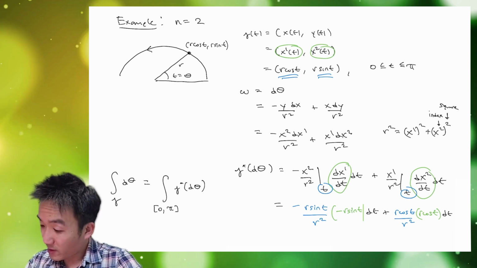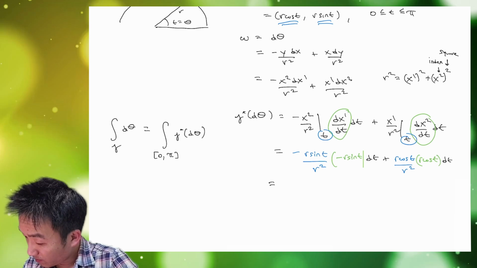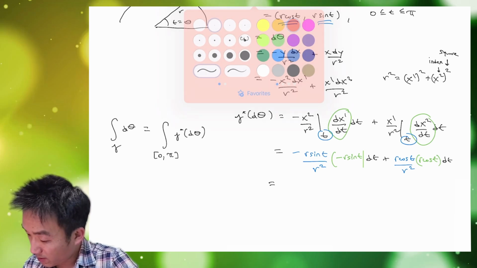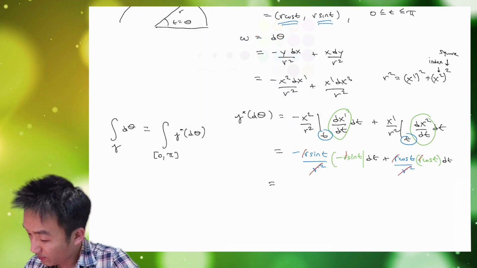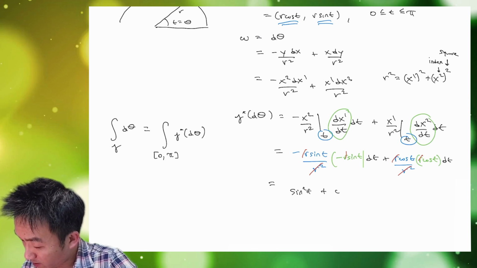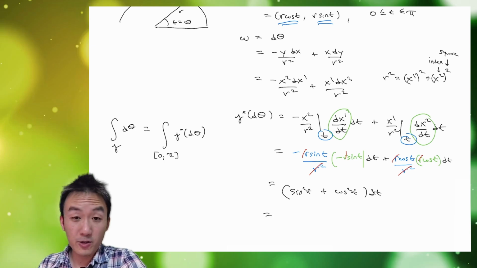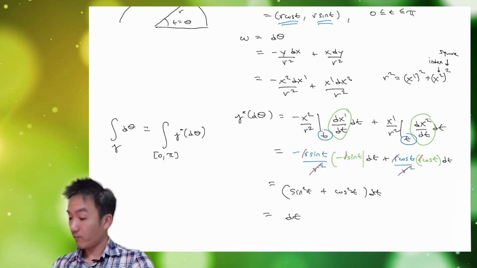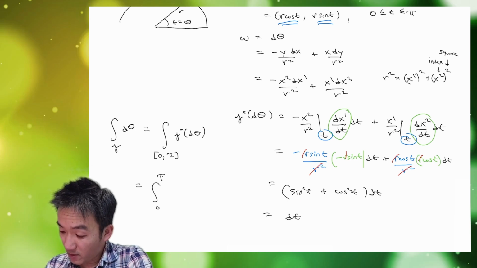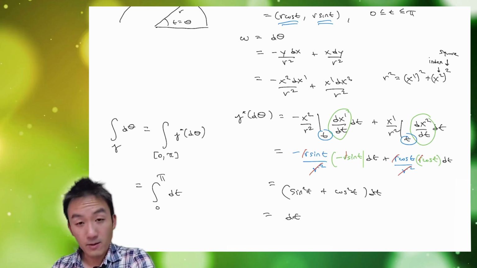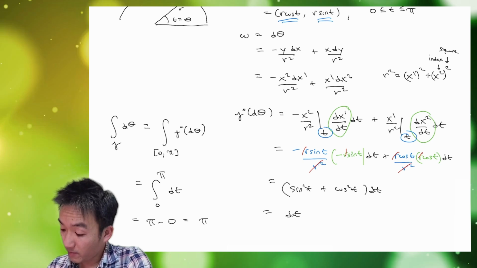Okay, so simplifying all of this, we finally get, well, the r squareds are going to cancel out. What we're left with is a sine squared t plus cosine squared t dt. But sine squared plus cosine squared of any input is just 1. So then we just get dt. Okay, and so this becomes just this integral from 0 to pi of dt. And we know how to compute that integral. It's just pi minus 0, which is pi.